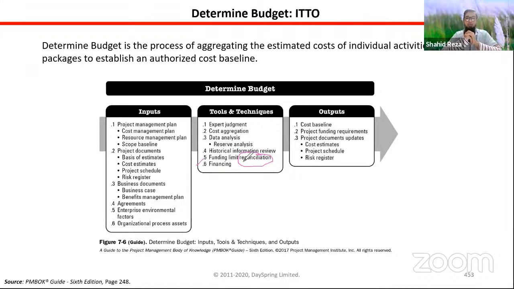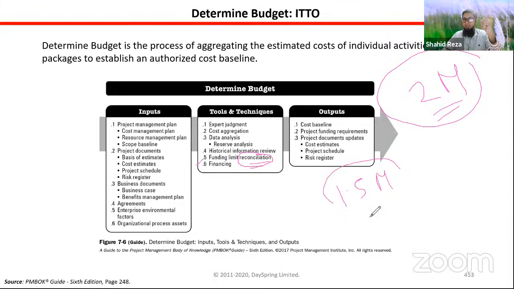So funding limit reconciliation is, after doing all these activities, say you have found out that this project will take $2 million. But your management has in their budget, say, only $1.5 million. But when you calculated everything, your project budget shows $2 million. Now you have to reconcile with this funding limit. And how do you try to deliver the project within this funding limit?